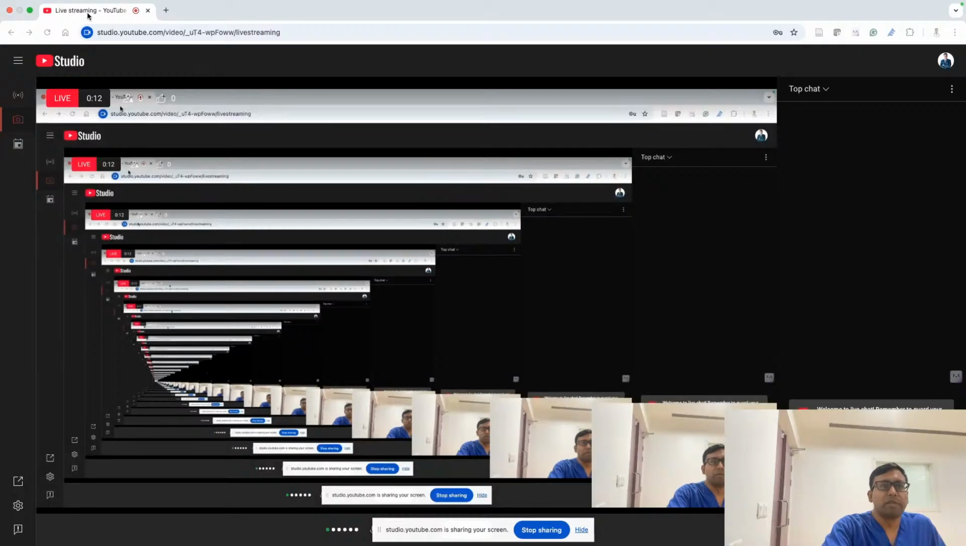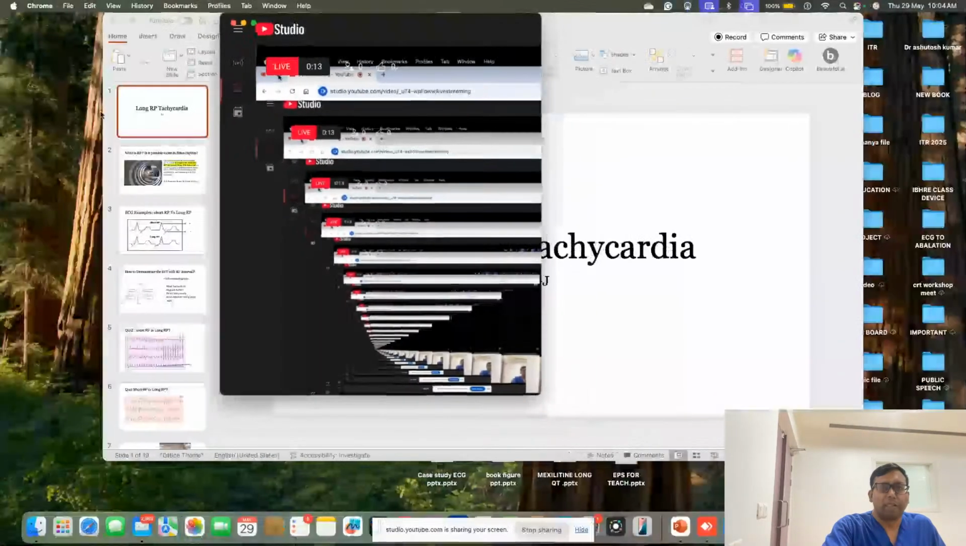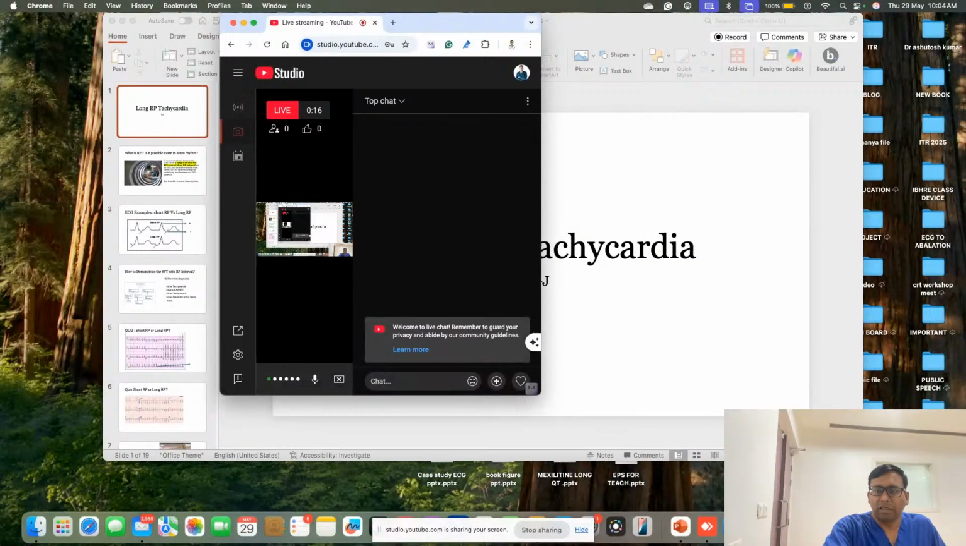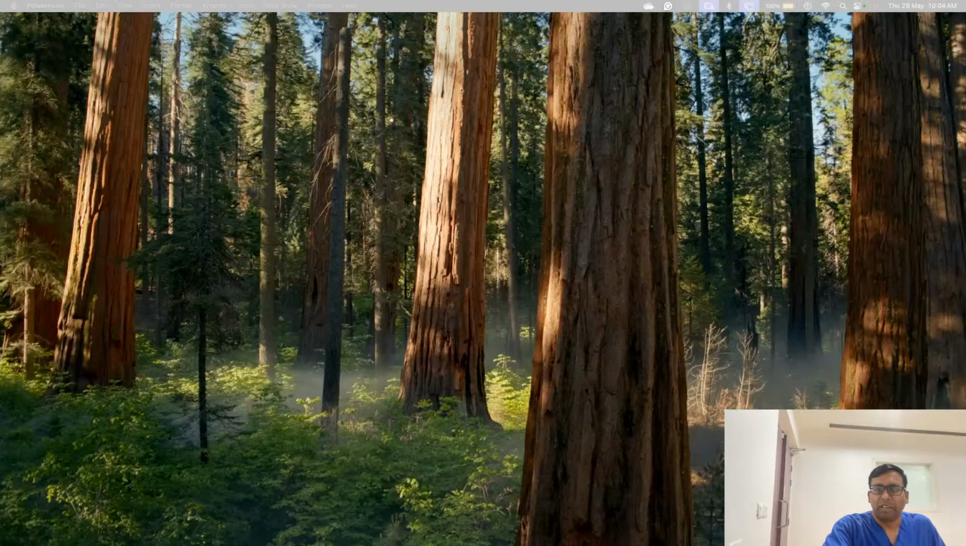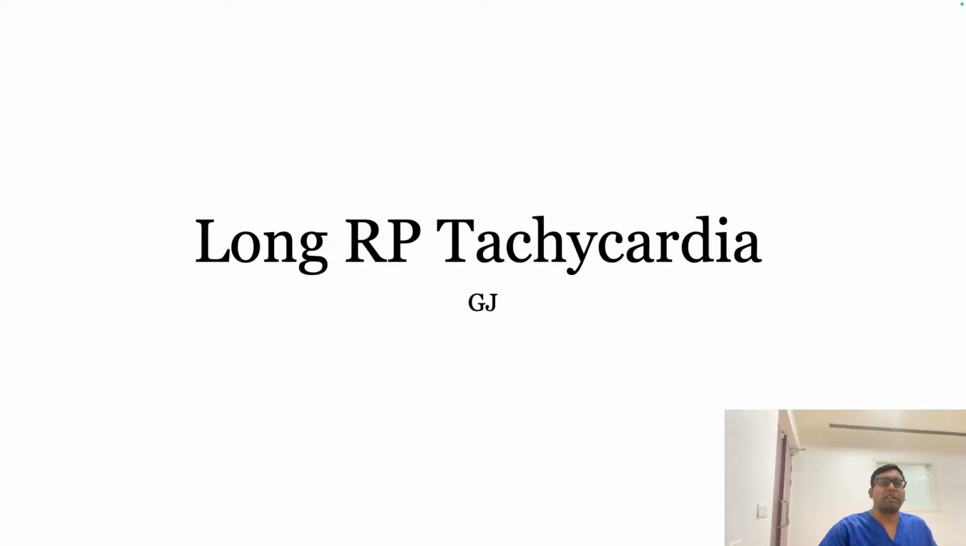GJ will be speaking about long RP tachycardia. He is from Abbott, and this is one of the most difficult from a diagnosis point of view. The diagnostic dilemma is that when it is a short RP, everything is very clear. But in long RP, the differential diagnosis as well as the protocols are totally different. So over to GJ for the next.